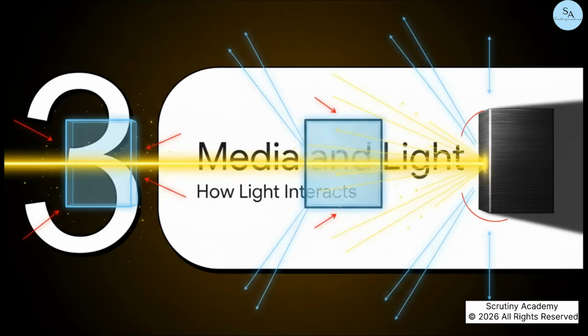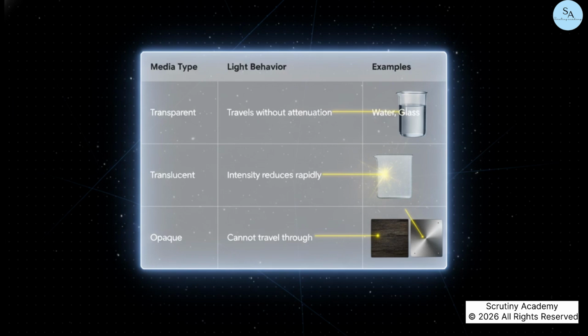But that straight journey gets way more interesting when light starts hitting different kinds of materials. So, let's explore how various media affect it. We can pretty much sort all materials into three groups. First, you have transparent ones, like clear glass or water, where light just sails right through. Then you have translucent materials, like frosted glass or cooking oil, where light can pass through, but it gets scattered and dimmed. And finally, you have opaque objects, like a block of wood or a piece of metal, which are basically a big stop sign for light. It can't get through at all.